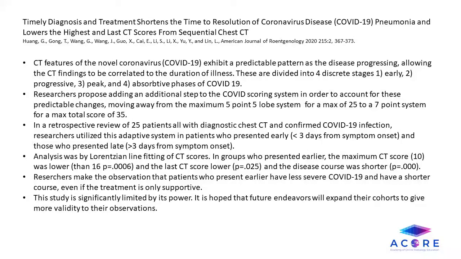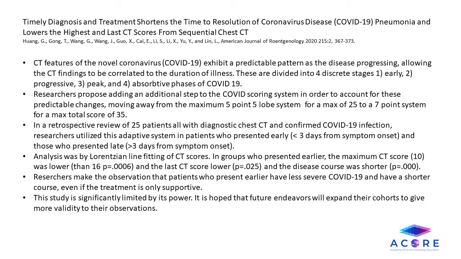The second article we'll review is entitled "The Timely Diagnosis and Treatment Shortens the Time to Resolution of Coronavirus Disease Pneumonia, and Lowers the Highest and Last CT Scores from Sequential Chest CT." In this article, researchers from Wuhan, China, put forth an upgraded CT classification system for following patients infected with the novel coronavirus. It is widely known that the typical CT manifestations of COVID-19 are peripheral ground glass opacities.